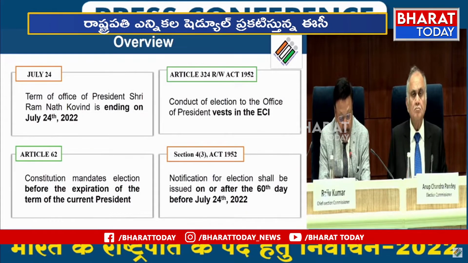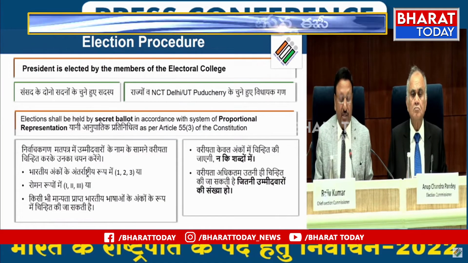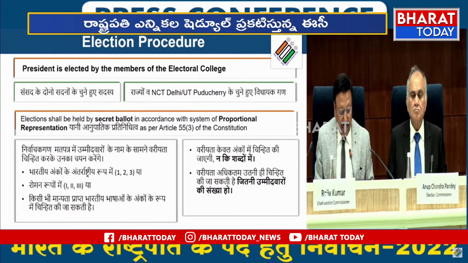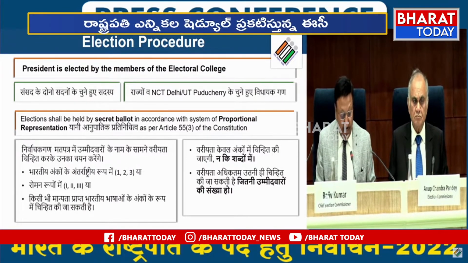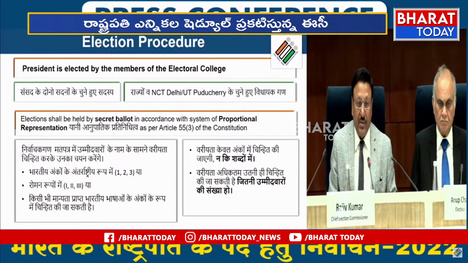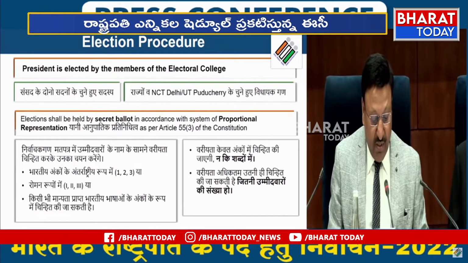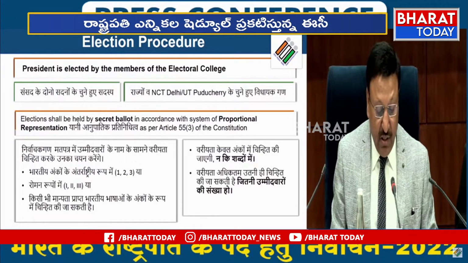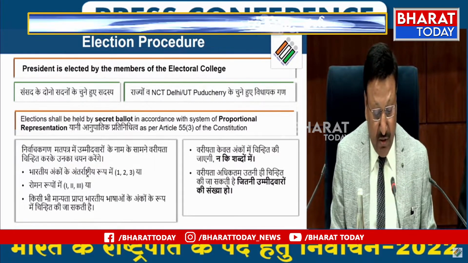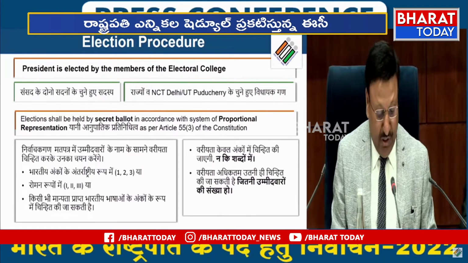Constitution of India again, the President is elected by the members of the Electoral College consisting of elected members of both houses of Parliament, Rajya Sabha and Lok Sabha, and elected members of the legislative assemblies of all states, including National Capital Territory of Delhi and Union Territory of Puducherry.